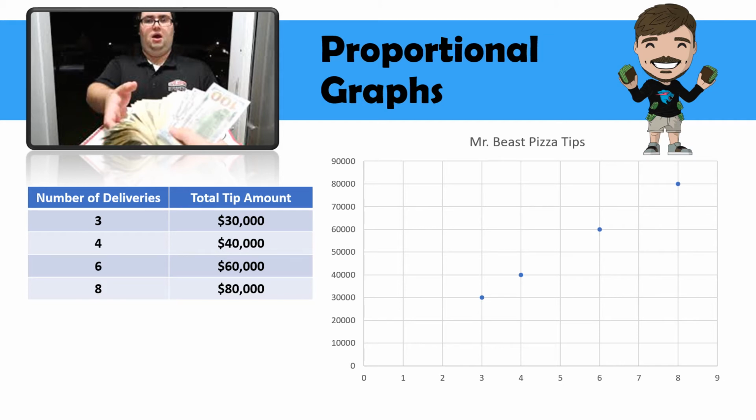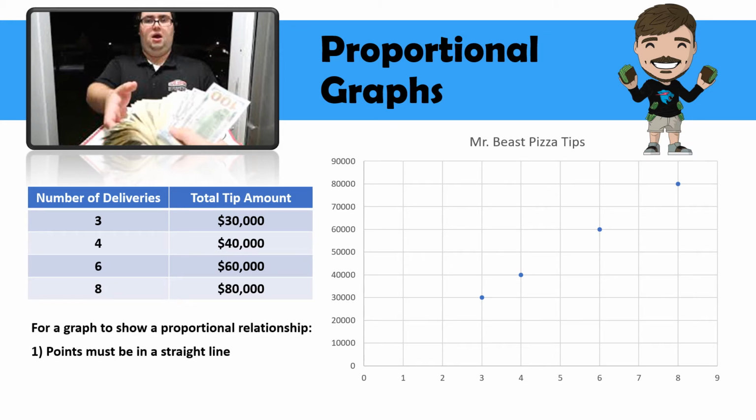In order for a graph to be proportional, it needs to have two things. The points must be in a straight line, and the line must go through the origin, which is the point 0, 0 right here. This is your origin, the point 0, 0. So if we were to take these points and draw a line right through them, it would look just like that. So yes, this graph shows a proportional relationship because the line is perfectly straight and it goes straight through the origin.